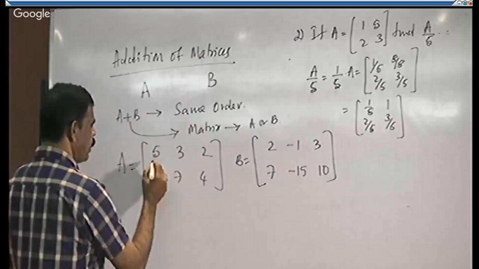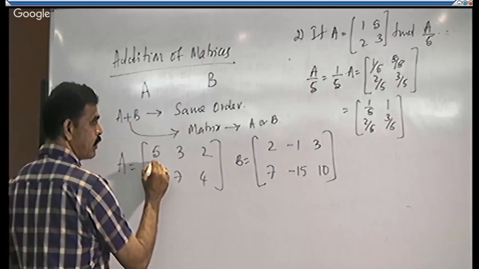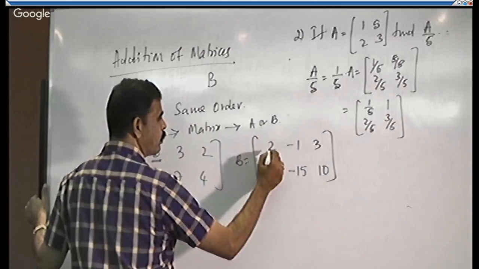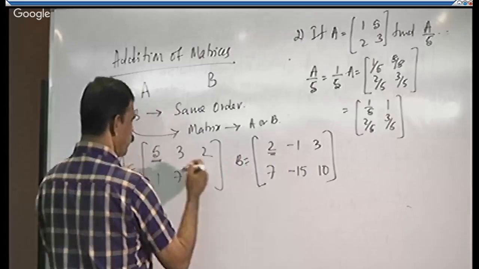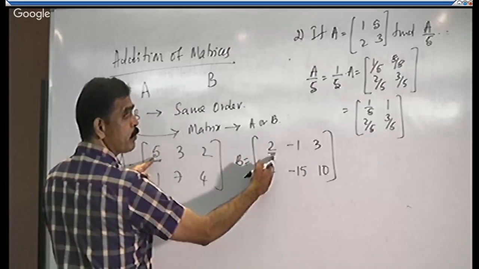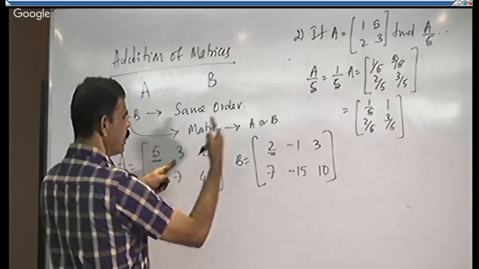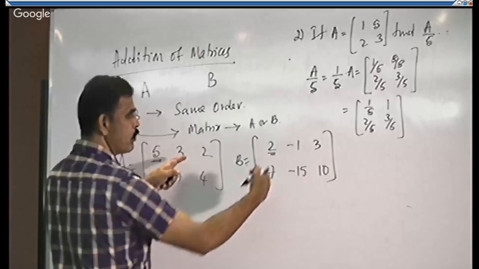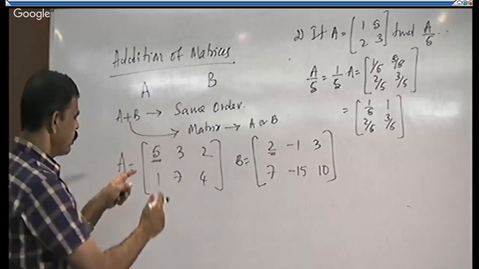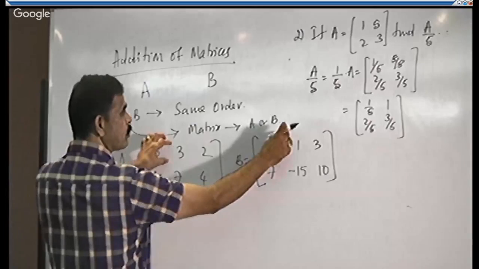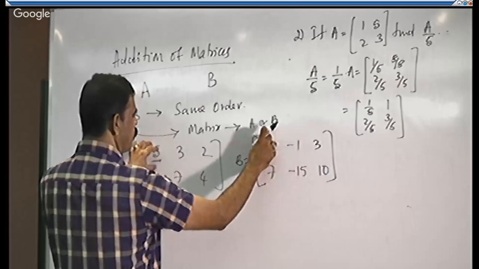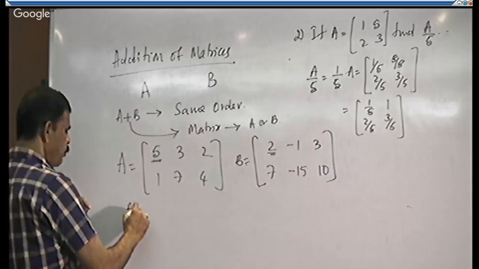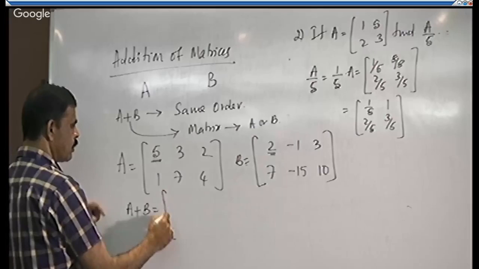How to add them? See, in A, let us take the first row. In the first row, what is the first element? 5. In B, take the first row. Which is the first element? 2. For 5, 2 will be the corresponding element. For 3, -1 will be the corresponding element. For 2, 3 will be the corresponding element. You got it? The meaning of corresponding elements: corresponding means their positions. First row, first element. First row, second element. First row, third element.